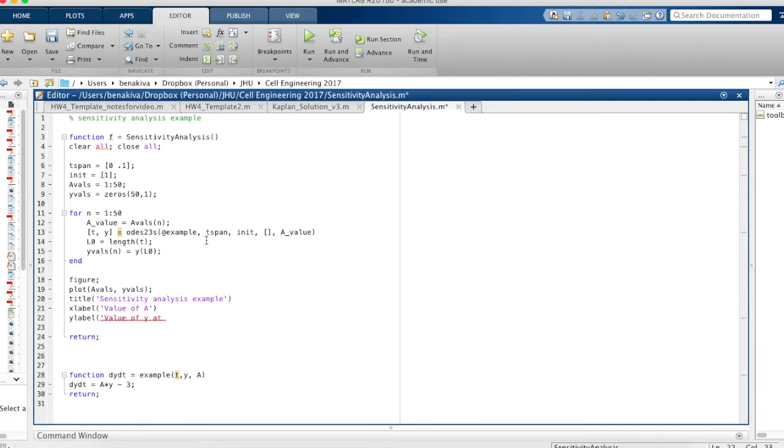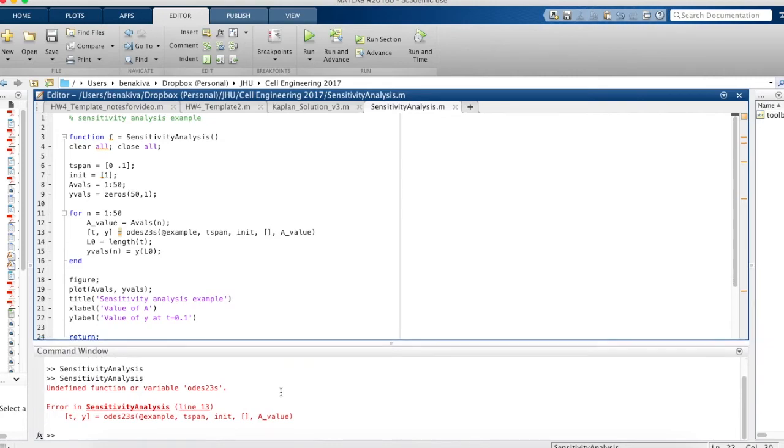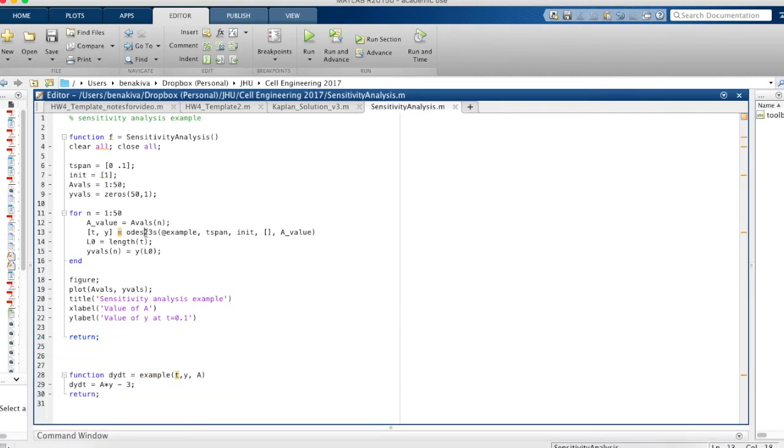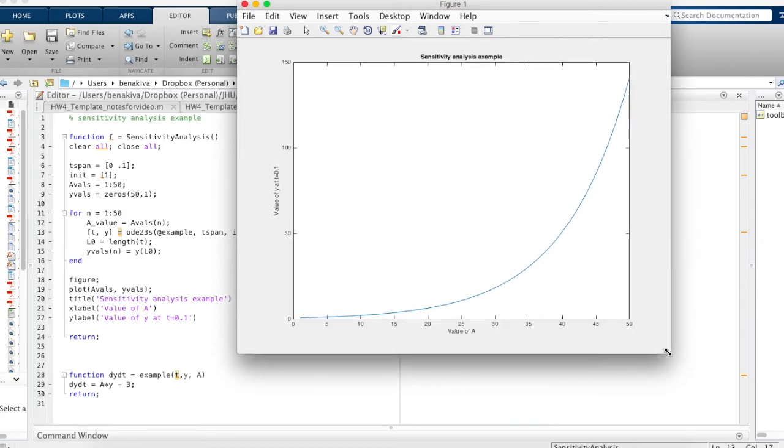On the y-axis, it's the value of y at t equals 0.1. Okay, so I'm just going to run that, and then, oops. Oh, sorry, I had a typo. Okay, so it worked that time.